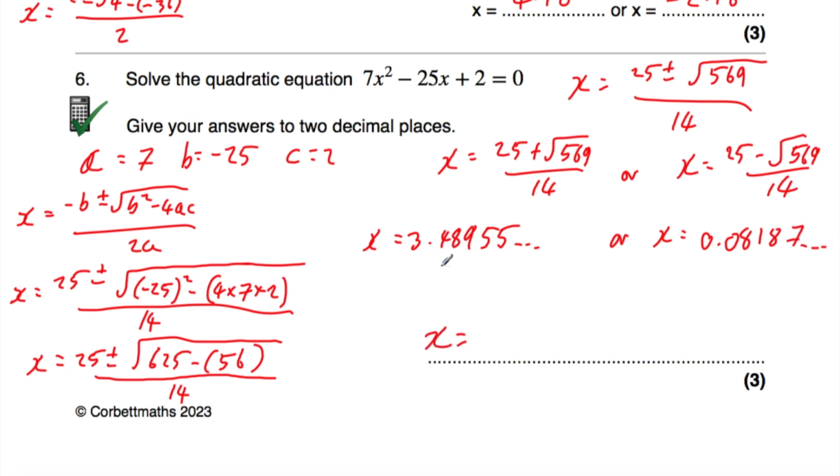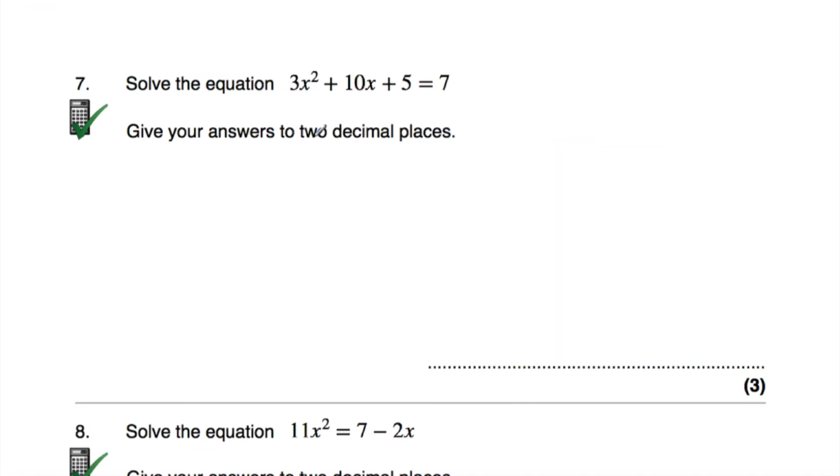So x is equal to 3.49 to two decimal places, or x equals 0.08 to two decimal places. So there's our two solutions. x is equal to 3.49 and x is equal to 0.08. Okay, let's have a look at our next question. Okay, so question number 7.